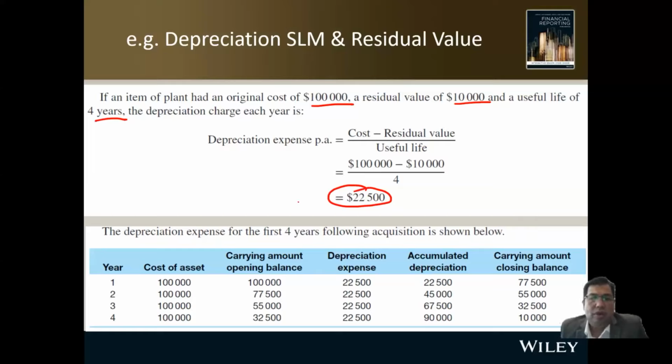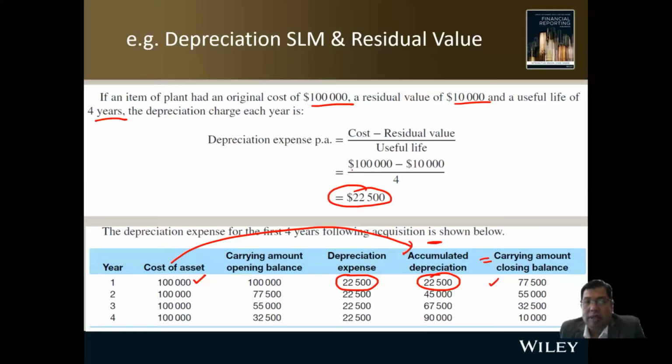Let us go to this example here, this answer. Originally the cost is 100,000. For the first year, it is going to depreciate by 22,500. So our accumulated depreciation from zero now becomes 22,500. Cost minus accumulated depreciation will give you your carrying amount. So now what is the value of this plant? The value of this plant is 77,500. So that is for the first year.